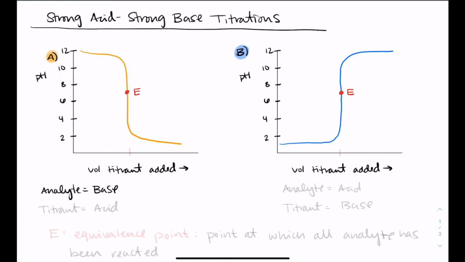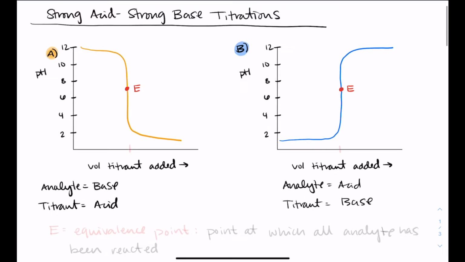So on the left, I have a titration curve in orange where the pH starts around 12 and it ends around 1. So on this pH curve, the analyte is the base. So the strong base is in the Erlenmeyer, it's in the analyte flask. And the way that I know this is because the pH that is measured is the pH in the analyte flask. So I'm starting out at an extremely basic pH. So my titrant is the strong acid.